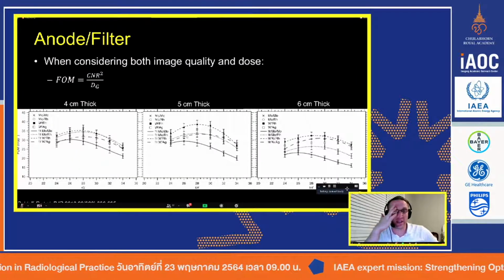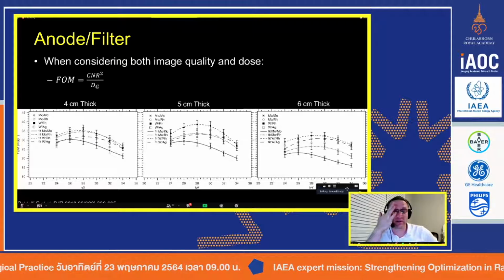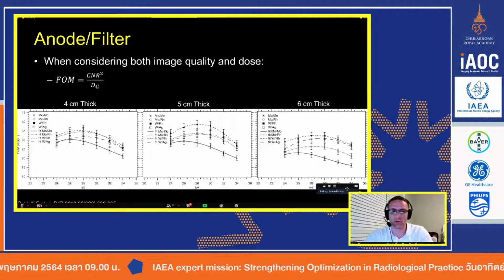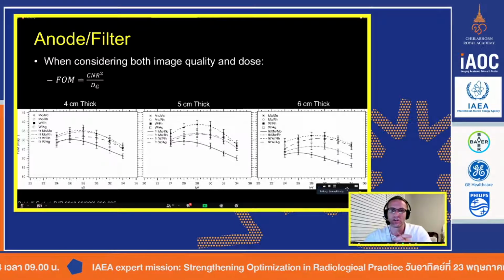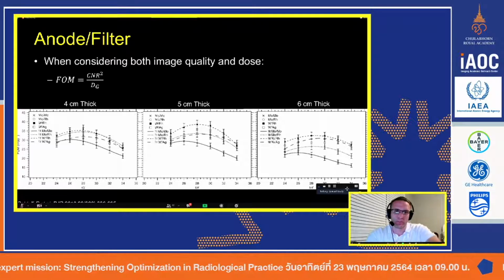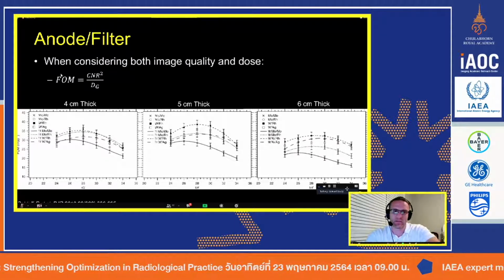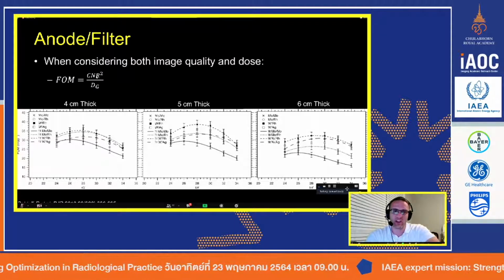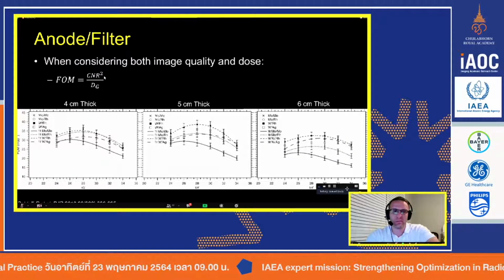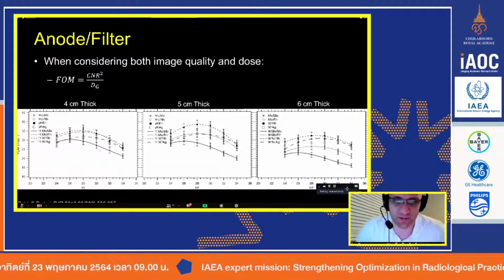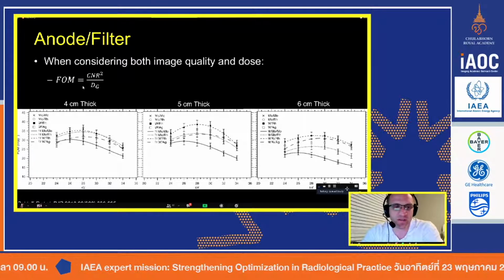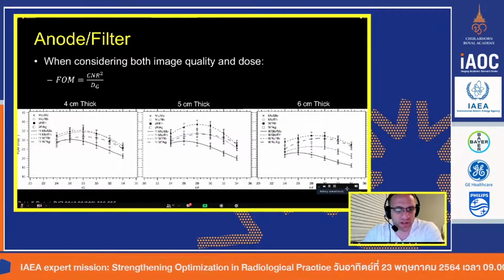Now, let's take into account image quality. We've been saying you can reduce the dose all you want, but how does dose change as a function of image quality? In a different publication, their figure of merit, their FOM, was CNR squared divided by mean glandular dose. Now, these plots might be a little hard to see on your screen. You can always take the PDFs that I sent out at home and zoom in if you want to.